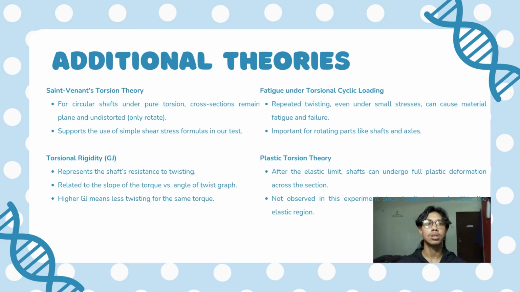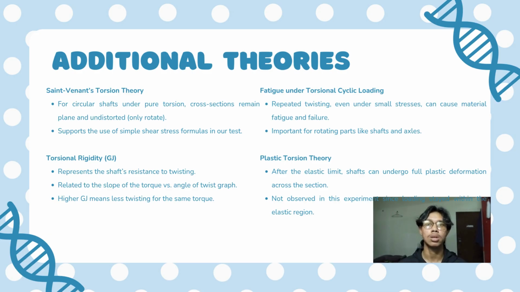Okay, for additional theories, we have 4 theories. For the first one is Saint Venant's torsion theory. For a circular shaft under pure torsion, the cross section remains plane and undistorted. So this is only rotate. For the second point, it supports the use of simple shear stress formulas in our test.